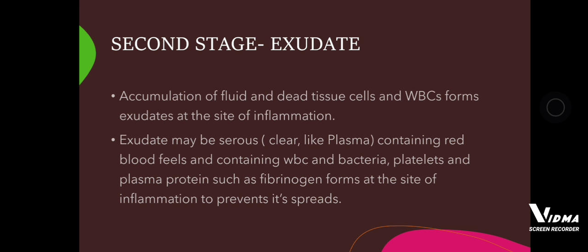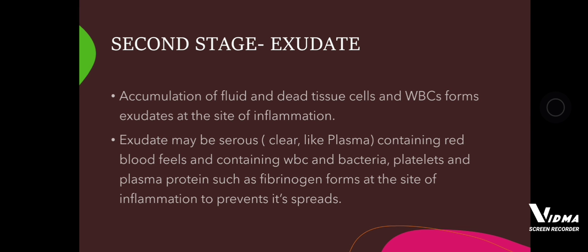After that, this exudate will form. It is a clear fluid-like structure. What will the exudate contain? Red blood cells, WBC, bacteria, platelets and plasma protein, and it will form a fluid-like structure at the site of infection, which may prevent that infection. The infection or inflammation should not spread to the other part. So for that only, exudate will form by WBC.